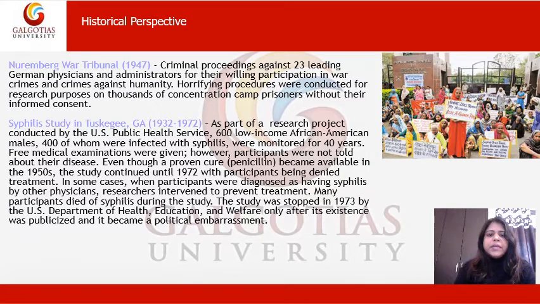From 1932 to 1972, as part of a research project conducted by the US Public Health Service, 600 low-income African American men, 400 of whom were infected with syphilis, were monitored for 40 years. Free medical examinations were given. However, the participants were not told about their disease, even though a proven cure, penicillin, became available in the 1950s. The study continued until 1972, with participants being denied treatment.